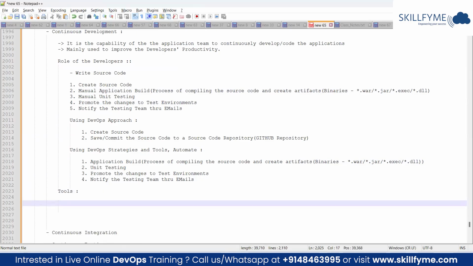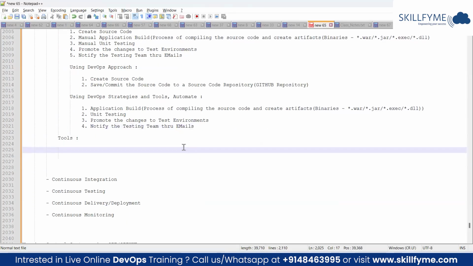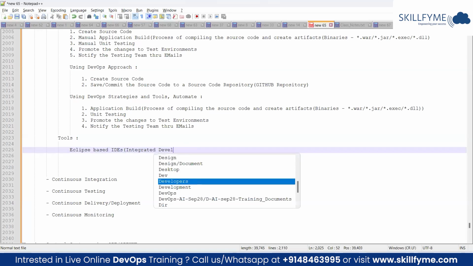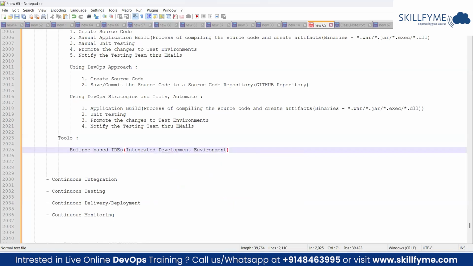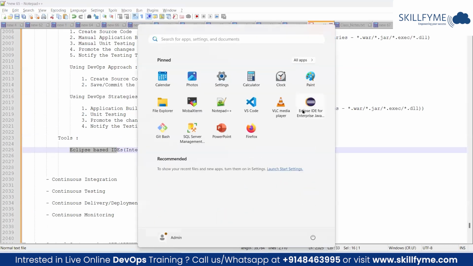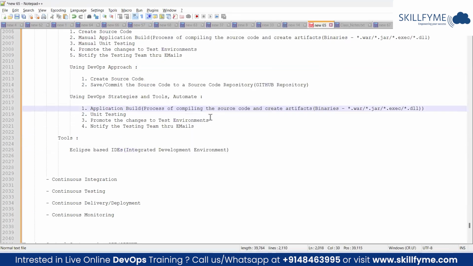That matters. If it is a DevOps approach, we always recommend that developers use intuitive IDEs. IDE means integrated development environment, like the Eclipse-based IDEs. We never make the developer use a simple notepad or any other flat file to create the source code. Even on my machine, I have Eclipse to develop the code. I have SQL management. Like that, there are a lot of IDEs available in the market.